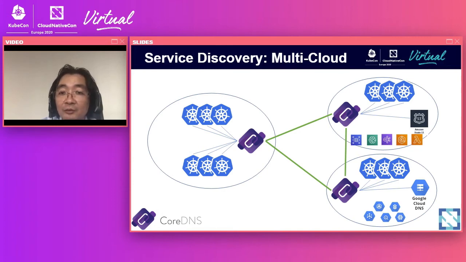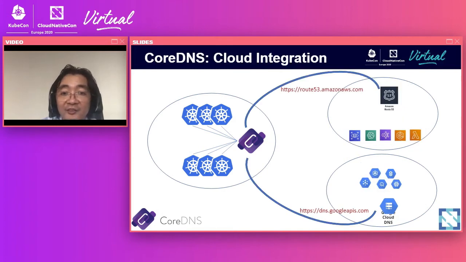We do want to showcase and explain how CoreDNS handles cloud integration, because that causes a lot of confusion. People ask, how does CoreDNS talk to AWS Route 53? It's actually not through UDP traffic, as many people believed. It's actually through the AWS Route 53 API endpoint.